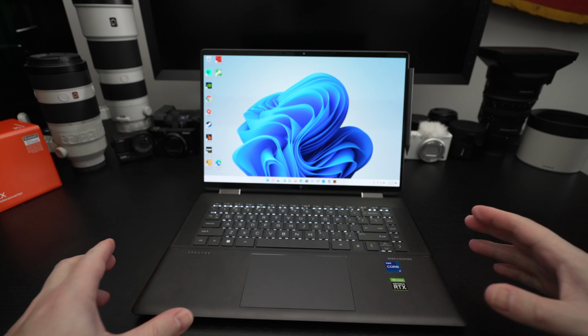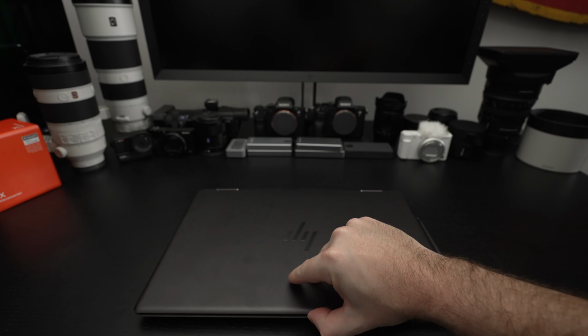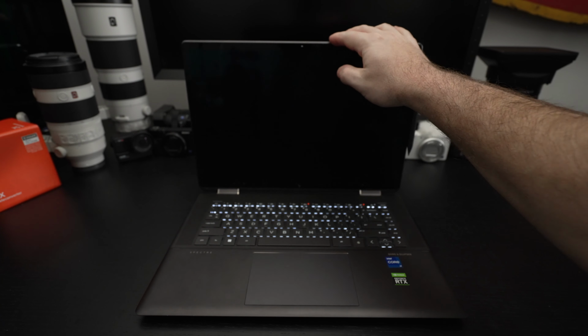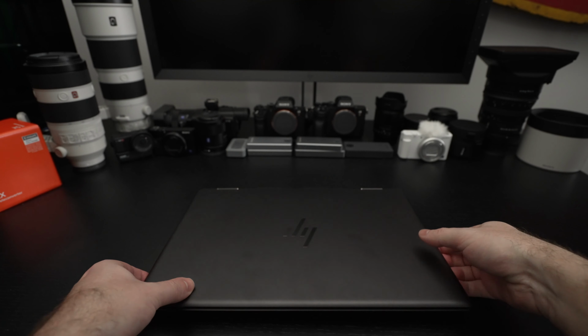But those of you wondering whether or not you can open this one-handed, the answer is yes. I will demonstrate that right now. No issue at all. And it's just a really nice machine. Let's go ahead and take a look at those ports.